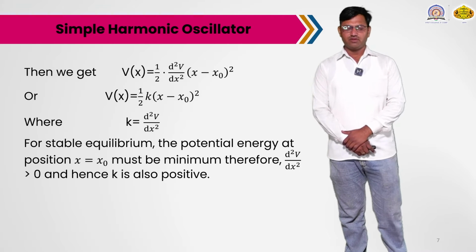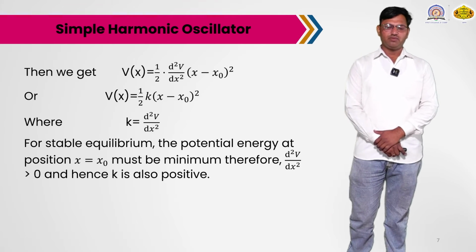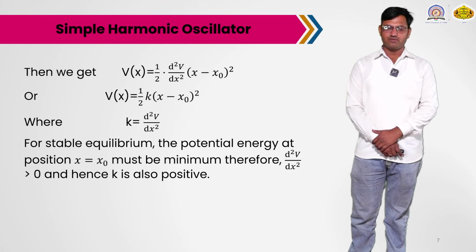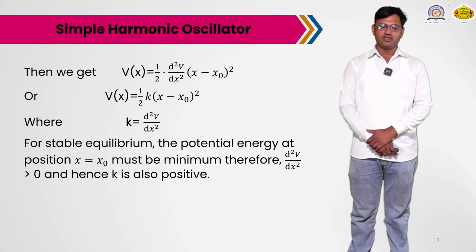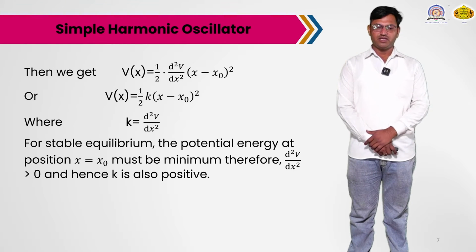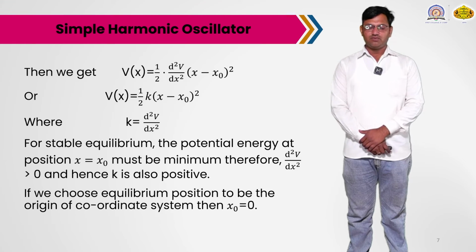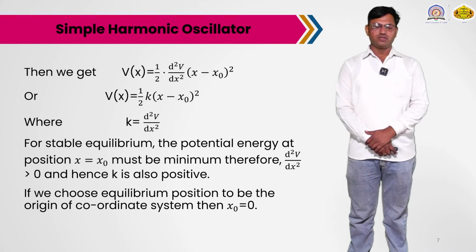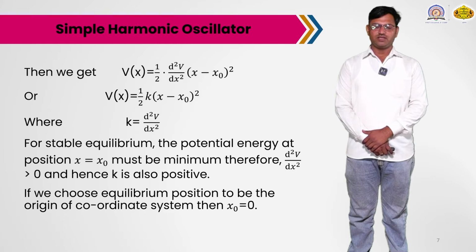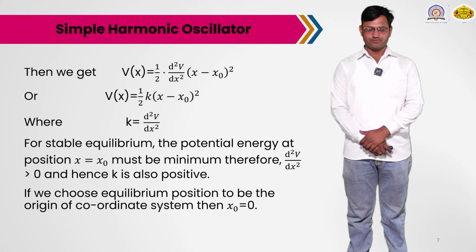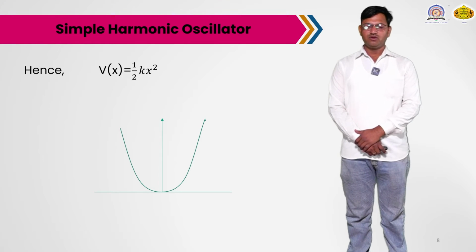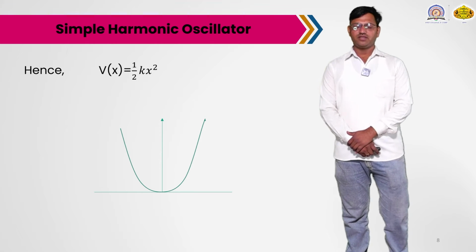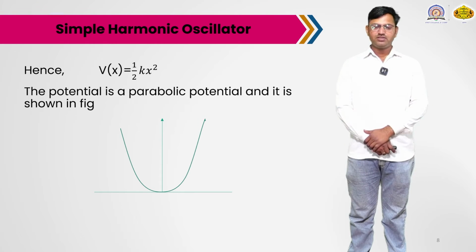For stable equilibrium, the potential energy at position x equal to x naught must be minimum. Therefore, d square V upon dx square is greater than 0. Hence, k is positive. We choose the equilibrium position to be the origin of the coordinate system, x naught equal to 0. Hence, V of x is equal to half k x square. The potential is a parabolic potential.